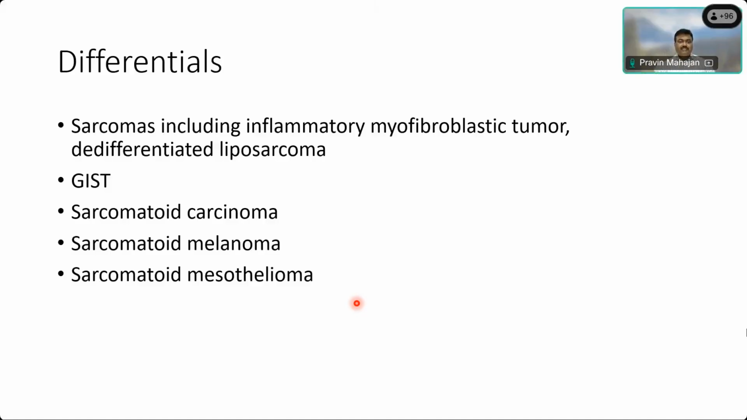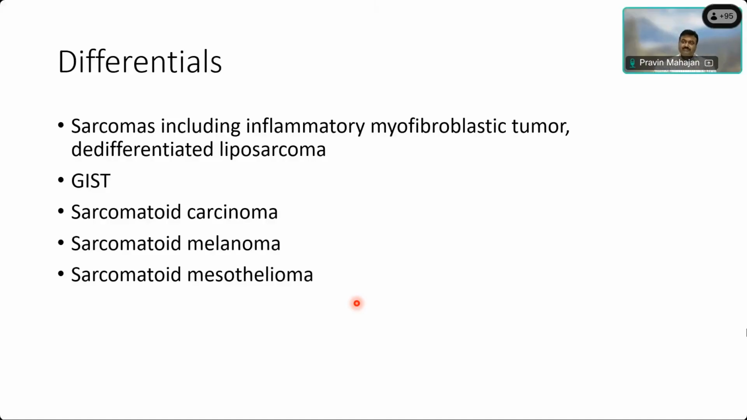So here we will think of whether we are dealing with something like sarcoma, like inflammatory myofibroblastic tumor. Possible. There were a few inflammatory cells also. Could it be dedifferentiated liposarcoma? I showed you some cells which have vacuoles. Possible. It has multiple nodules in the peritoneum. That kind of thing liposarcoma does, so this is a possibility.